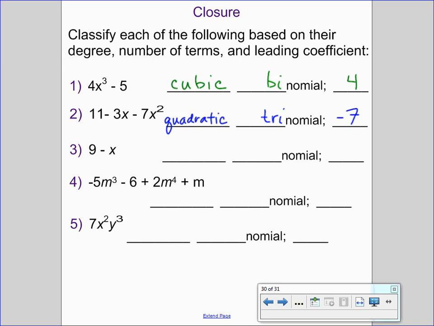Number 3 is degree 1. That has a special name too. That would be a linear binomial, and its leading coefficient would be -1. Notice how that negative belongs to somebody. The negative doesn't belong to the 9, it belongs to the x. And that was the dominant term, so linear binomial with leading coefficient -1.